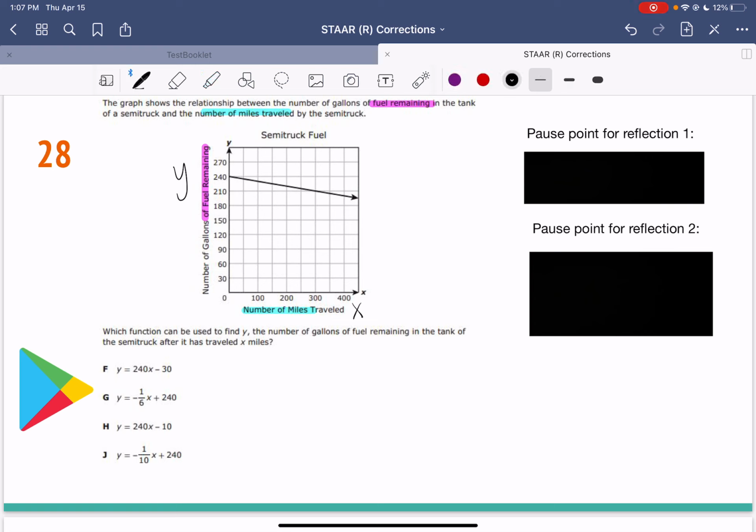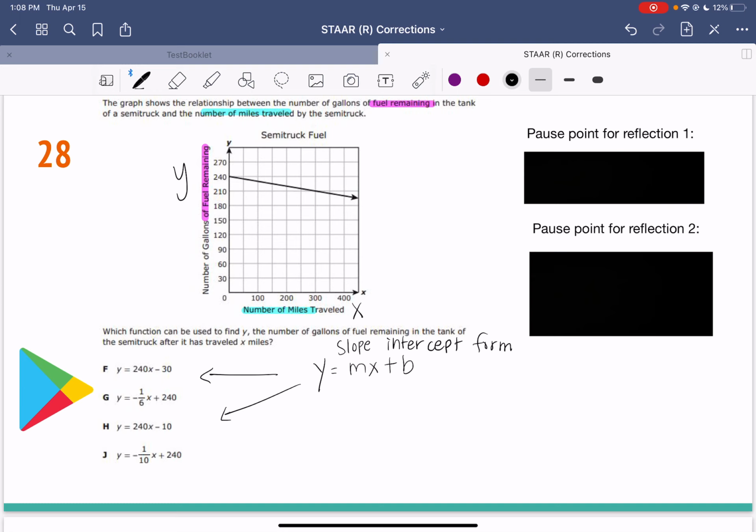Okay, so we're looking for which function can be used to find y, the number of gallons of fuel remaining in the tank of the semi-truck after it has traveled x miles. So hopefully in your mind this sparks the y equals mx plus b formula. And even if it didn't spark your formula, that is what each of our answer choices are written in, the slope-intercept form. This can be found on your STAAR formula chart.